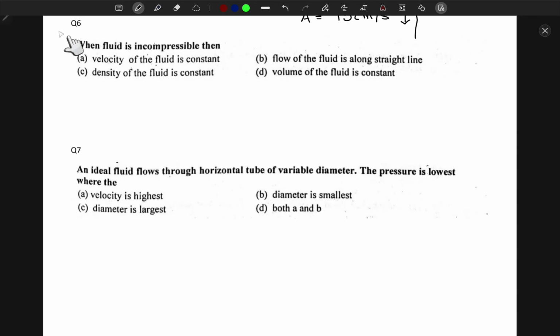Next, we have this question 6, which says that when fluid is incompressible, what happens then? So we have velocity of the fluid is constant, density of the fluid is constant, flow of the fluid is along a straight line. Well, that's clearly nonsense, because the incompressible thing does not really describe that the fluid is moving in a straight line or in a zigzag path or whatever, right? And then we have a volume of the fluid is constant.